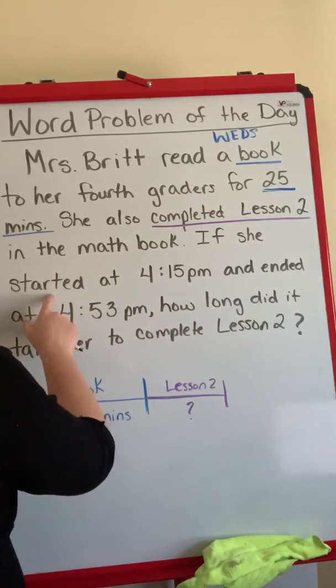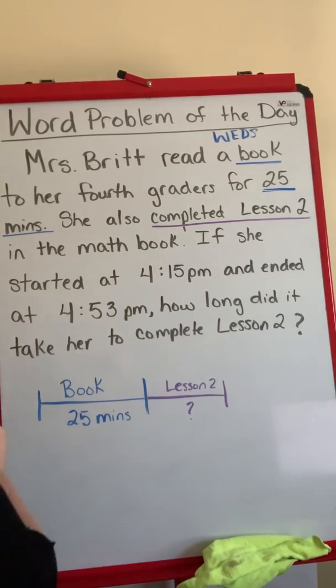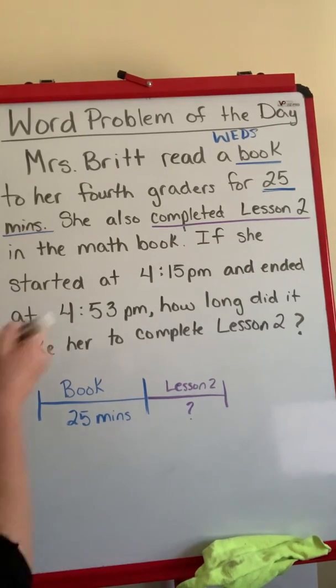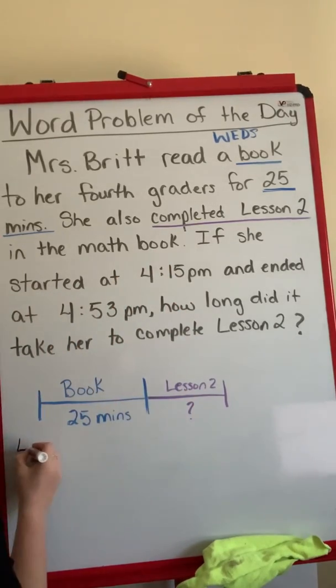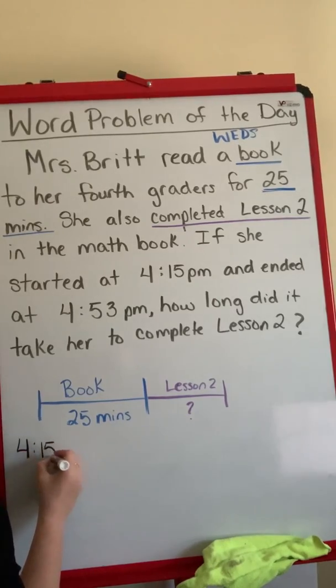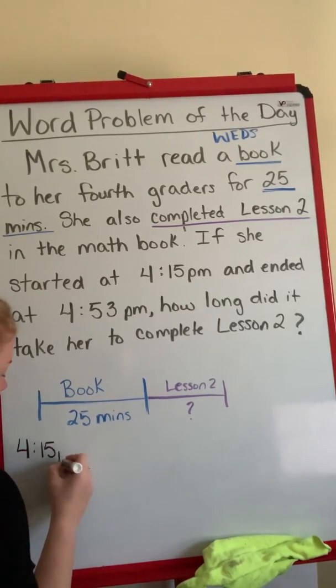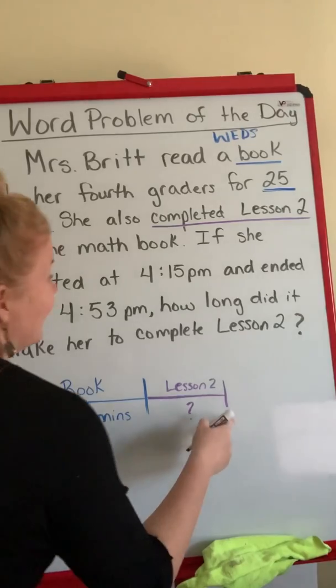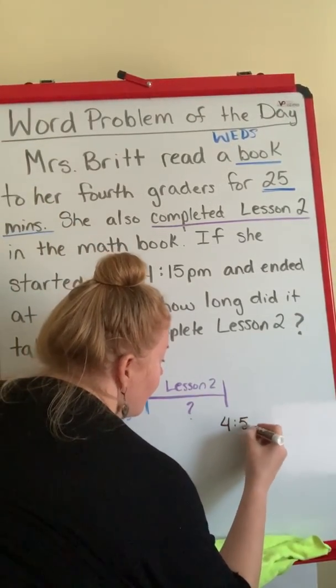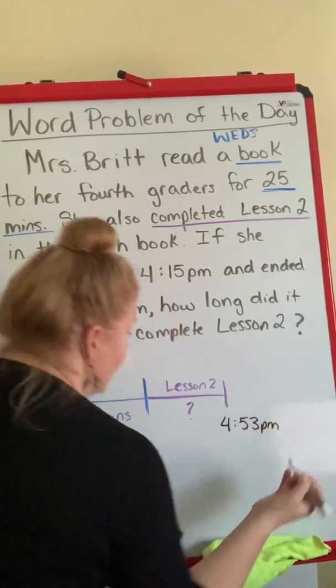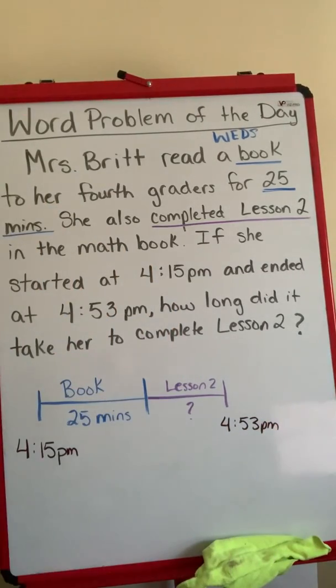If she started at 4:15 and ended at, what time did I end? That's right, 4:53. If I started at 4:15, here's the beginning of my number line. So I started at 4:15 p.m. I ended at 4:53 p.m. How long did it take her to complete lesson 2?